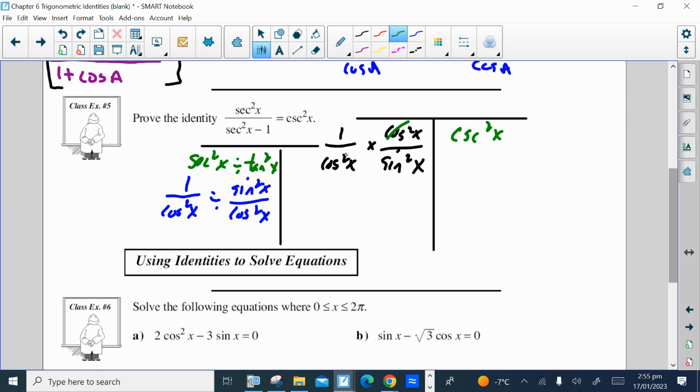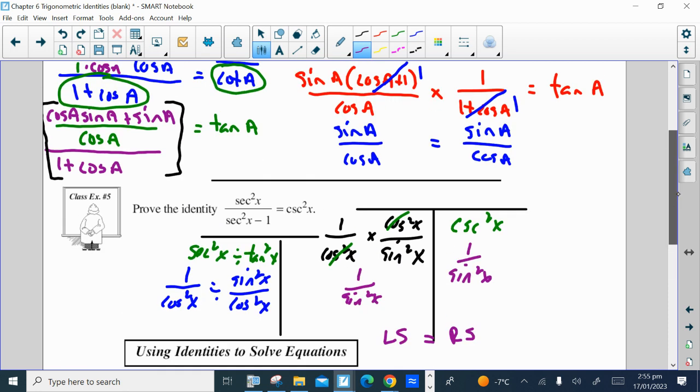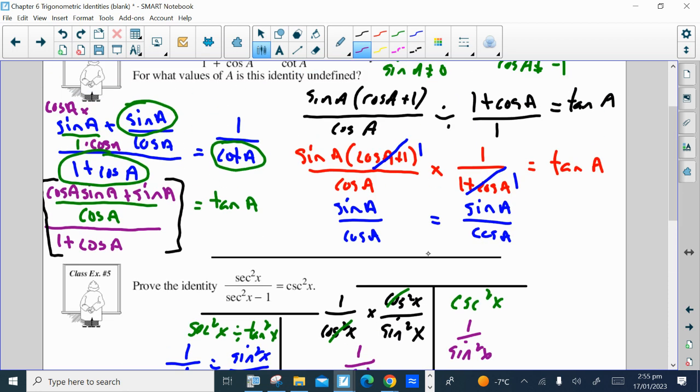So I can divide top and bottom by cos squared x now, and we're left with 1 over sine squared x, which is what cosecant is. And we're done. We've shown that the left side equals the right side. With this last one, I didn't write it in there. We can write our QED, or our tombstone, or our left side equals right side. It doesn't matter.